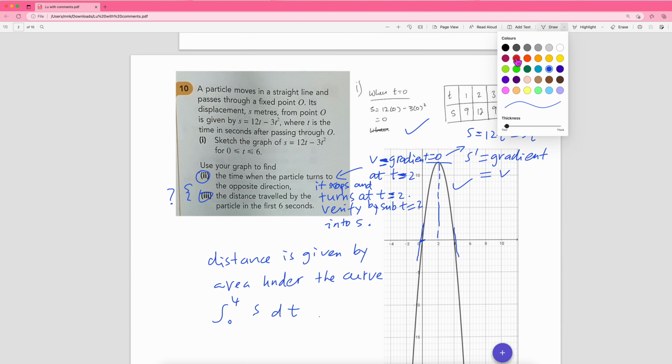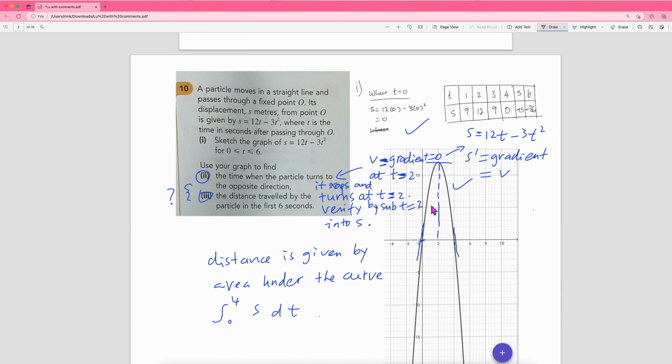Let me add on with the red color. Okay, so this question, given this displacement function, they ask you to sketch the graph from 0 to 6.